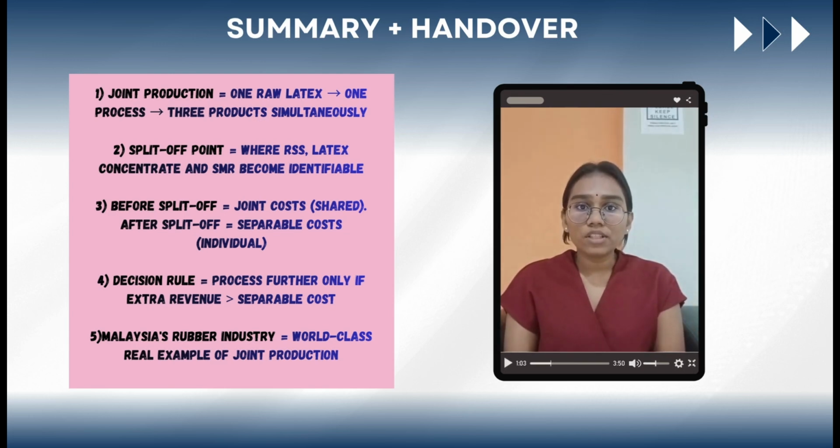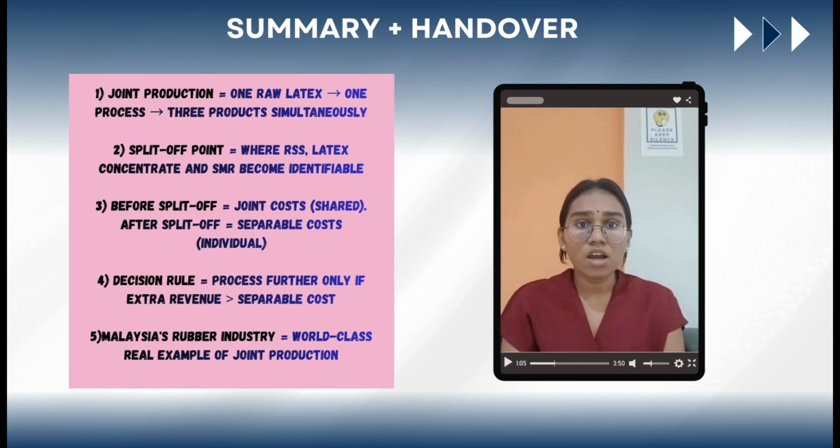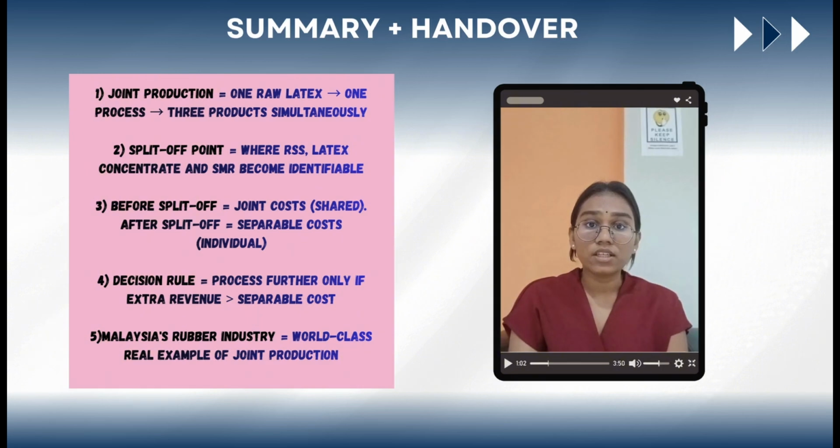Number 3, before the split-off, all costs are joined and shared. After the split-off, each product carries its own separable cost. Number 4, the sell or process further decision follows one simple rule. Process further only if extra revenue is greater than separable cost. We saw this with latex concentrate. A net gain of 0.45 per kilogram made it a clear decision to process further.